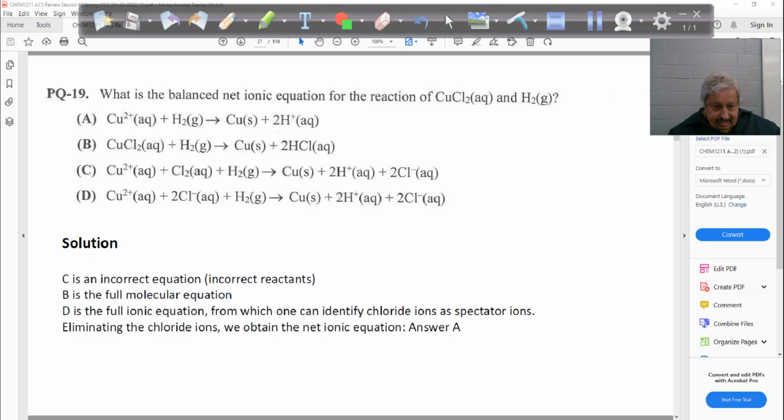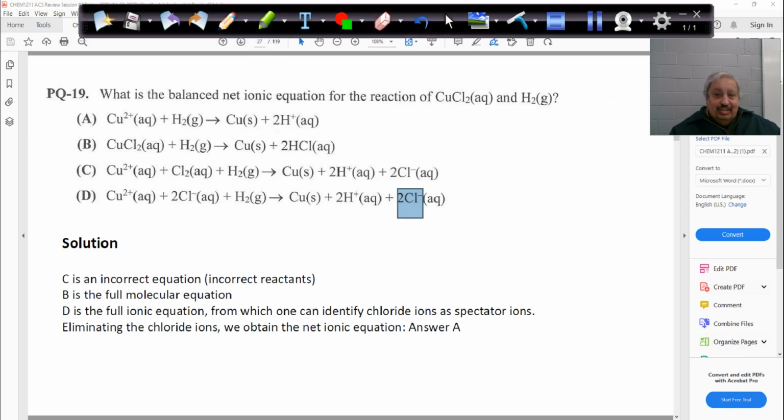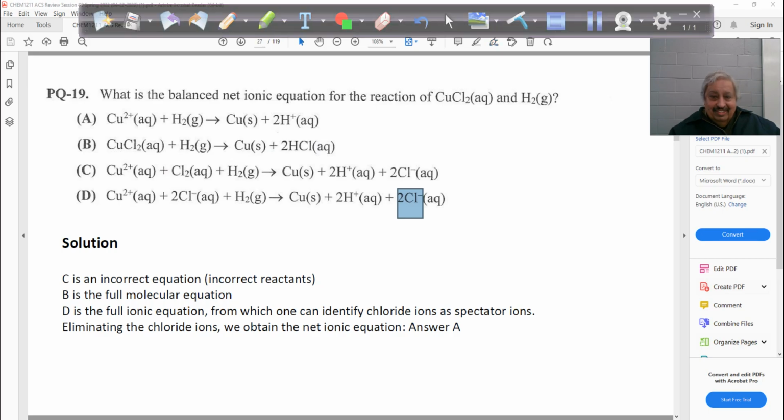This said the answer is A. But where is the chloride? Oh, D is not correct, because the chloride from both sides is canceling. We missed this one. He said D, and I said D with you, but D is not correct. Why is it not correct?